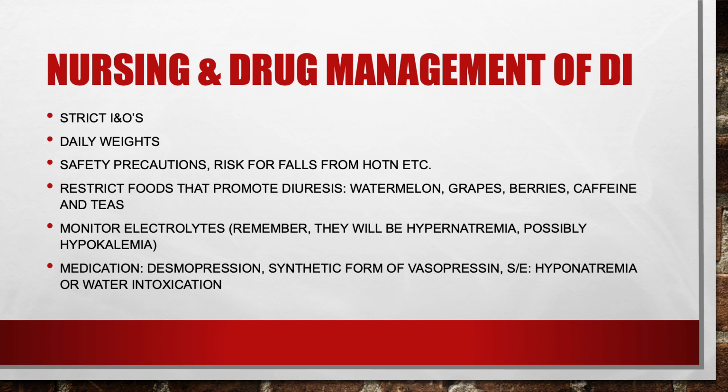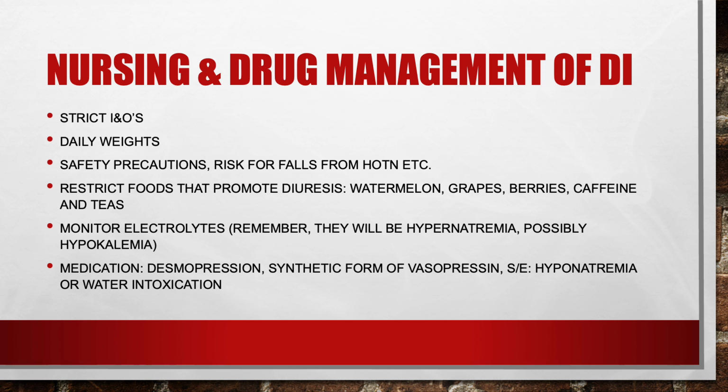And some nursing and drug management of DI, I combine them together. So we're going to want to do strict I's and O's. We're going to want to do daily weights on these people. If they keep losing weight, we know that they're just peeing out excessively. Safety precautions, just risk for falls from that hypotension. Restrict foods that promote diuresis, so we don't want them to eat a lot of watermelon, grapes, berries, caffeine, and teas. Just think about how much coffee you can drink, and I have to pee all the time.